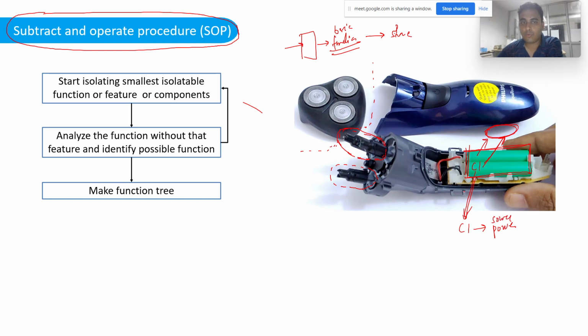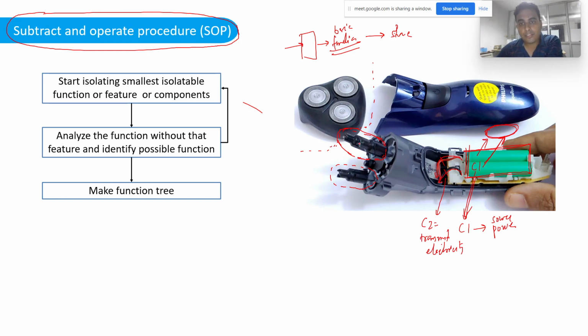What we do next, for example, is cut these two wires, and then we try to see whether we can run the device or not. Then we'll understand that these are the key electrical wiring that supplies power from here to here, because without it the device will not work. So component C2 is for transmission, basically it transmits electricity.